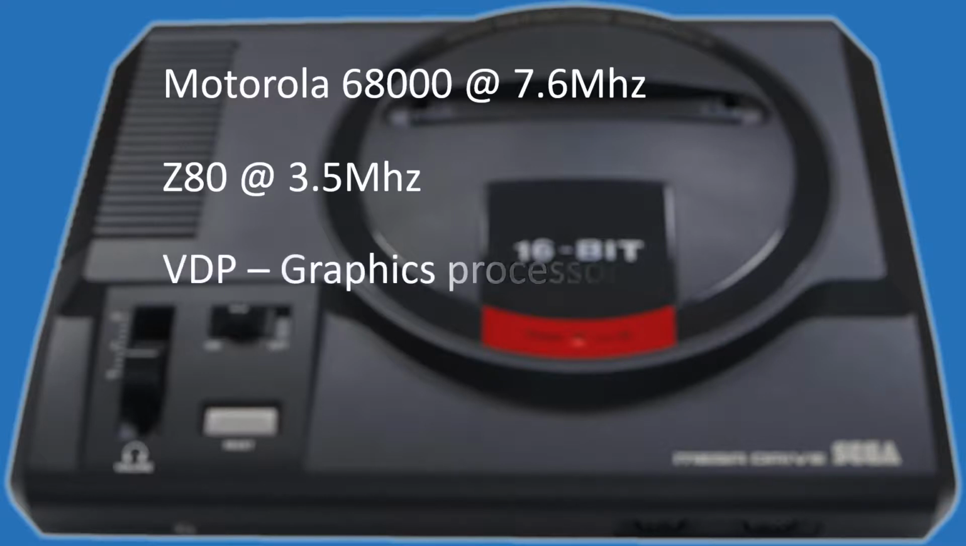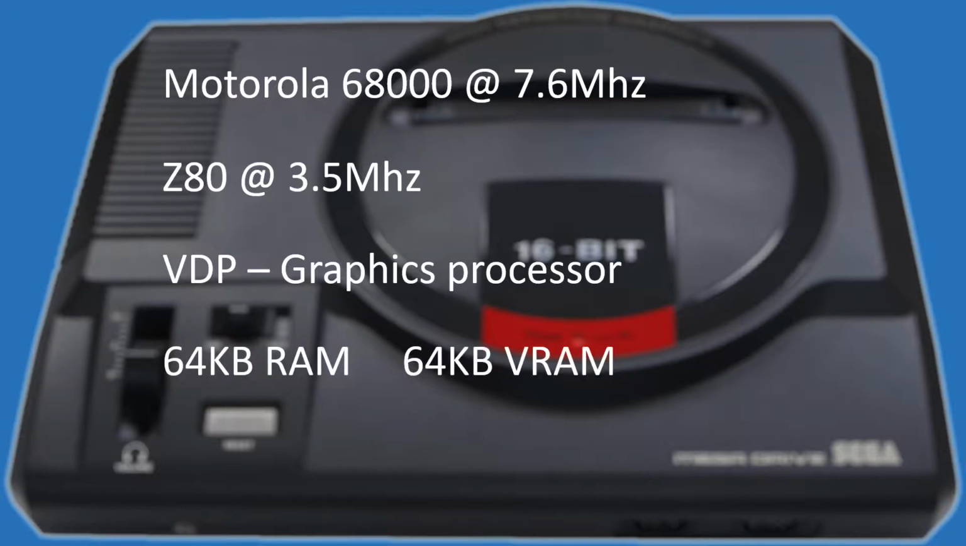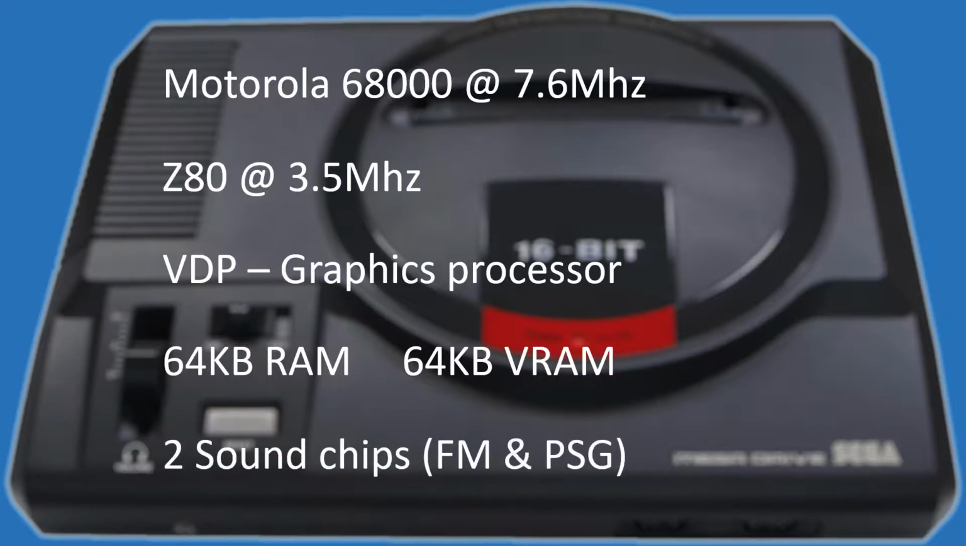The graphics was provided by the VDP graphics processor. We will look at that in more detail in a second. That was paired with 64 KB of RAM and 64 KB of VRAM. Finally, there was two sound processors, which is why we needed the Z80 to coordinate them.